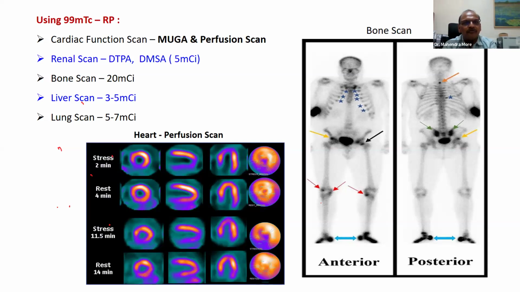In renal scan, we have DTPA and DMSA, and the activity injected is around 5 millicurie. For whole body bone scan, technetium-99m tagged with MDP, around 20 millicurie, is injected. The liver scan uses around 3 to 5 millicurie. For lung scan, around 5 to 7 millicurie of activity is administered.